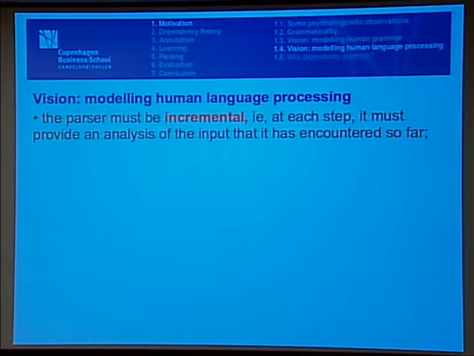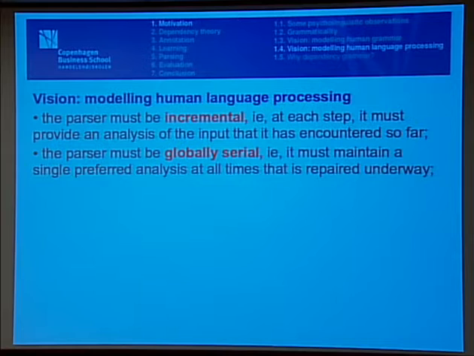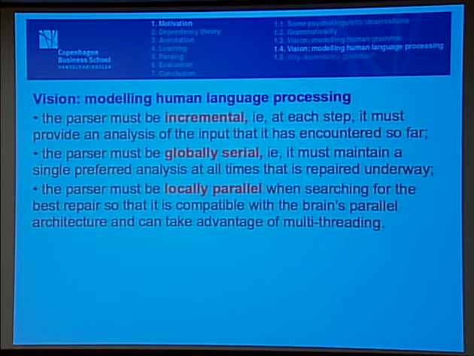Then the parser must be globally serial, according to the idea proposed by the eye tracking experiments. So it must maintain a single preferred analysis at all times that is then repaired underway. So this is very different from what goes on in most parsing approaches today, where you don't repair analyses destructively. But here you actually change your analysis destructively during the parsing. Yeah, we don't actually know from the eye tracking experiments whether humans maintain a single analysis or if they have a beam. No, we don't know that. That's true.